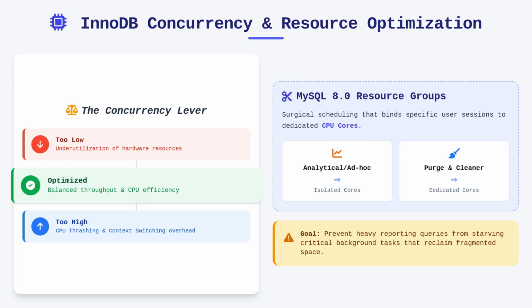Furthermore, the resource groups feature in MySQL 8.0 allows for a more surgical approach to scheduling. By creating resource groups, you can bind specific user sessions to particular CPU cores, which is invaluable for isolating intensive ad hoc reporting queries from the critical background tasks that sustain the database. This prevents your analytical workloads from starving the essential purge threads or cleaner threads that are tasked with maintaining consistency and reclaiming fragmented space.